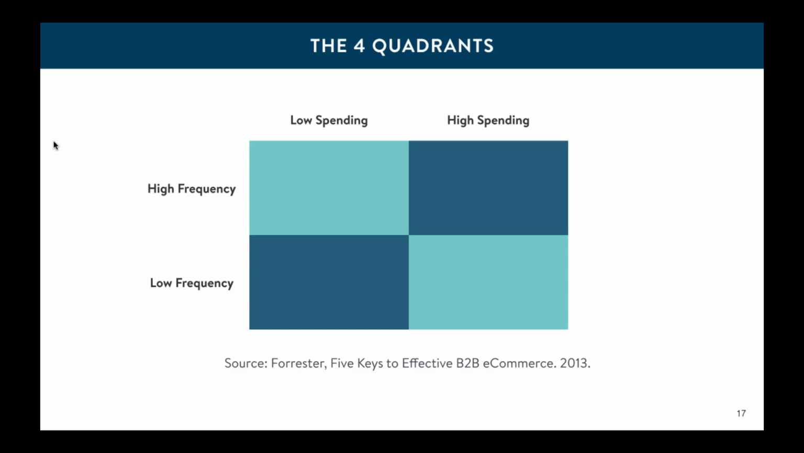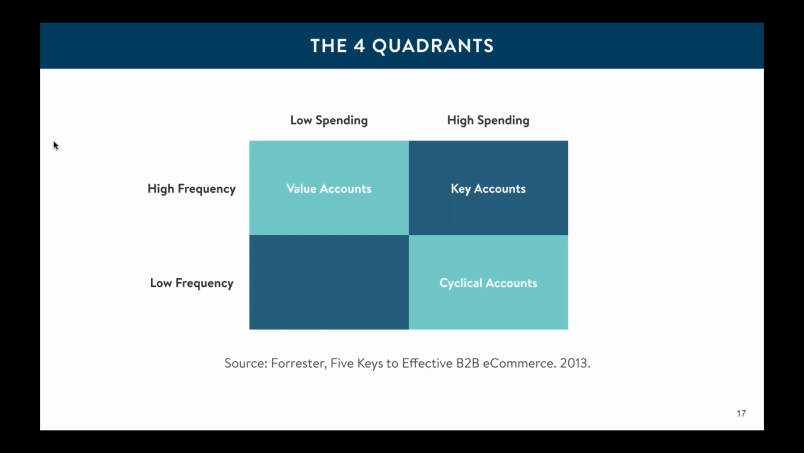So what you'll see here on the left is the frequency axis. Up and above, you'll see the spending axis. First up in this framework are your key accounts. These are the accounts that have the highest average order value, and they order at the highest frequency. They're obviously super, super important to your business. Next are the value accounts. These are the ones that order pretty often, but generally have a lower average order value than those key accounts.